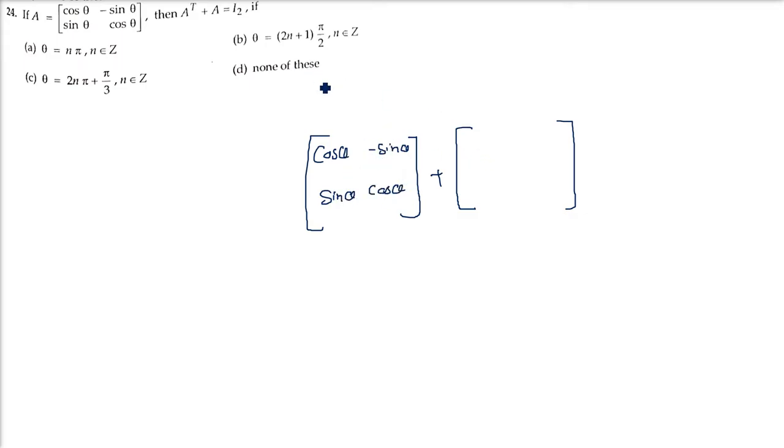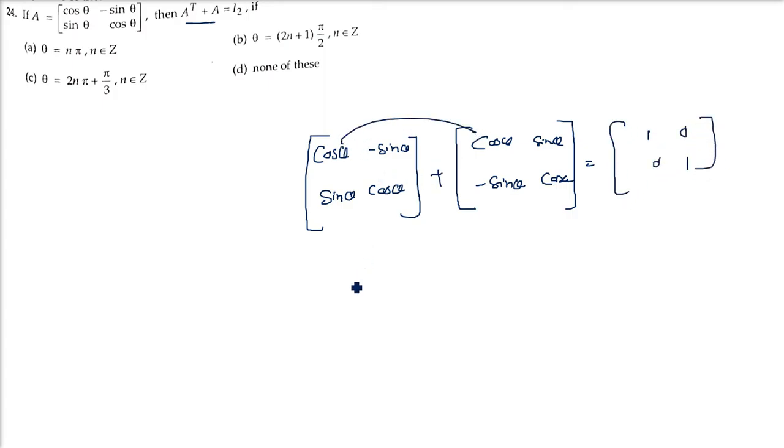Here, let us take the transpose. So row will become column. So first cos theta will come. Then we have minus sin theta. Here also the row will become column. Sin theta cos theta. And this is equal to the identity matrix. Cos theta plus cos theta is 2 cos theta. Minus sin theta plus sin theta is 0 when you just add.